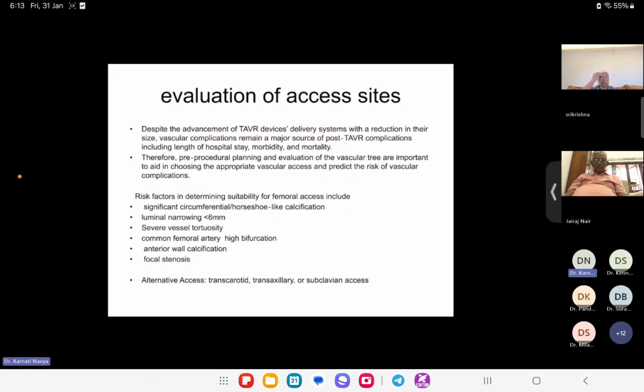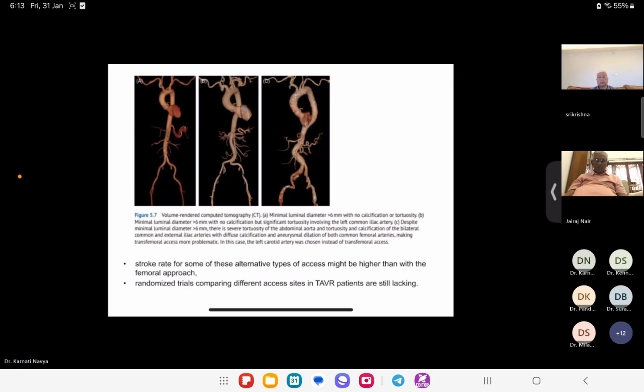The alternative access includes transcarotid, transaxillary, or subclavian access. Stroke rate for some of these alternative types of access might be higher than with the femoral approach. Randomized trials comparing different access sites in TAVR patients are still lagging.